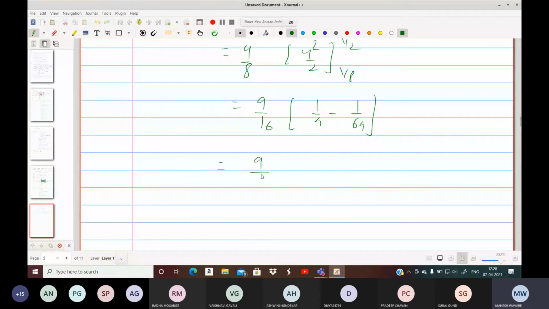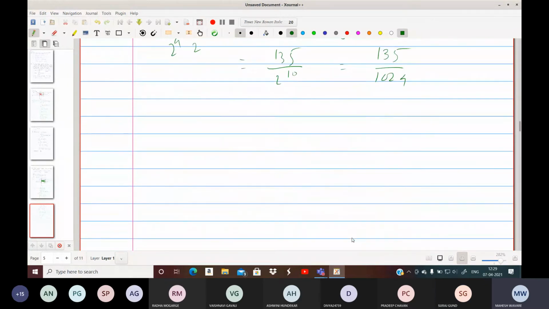So what is the value of this? 9 by 16, it should be multiplied by 16 so that it can be balanced. So upon 64, 16 minus 1 is 15, and these calculations we can do. This is 135, and what about this? This is 2 raised to 4 and 2 raised to 6, so 2 raised to 10. So 135 divided by 1024. You can check answers from the answer key. Whatever the answer, the procedure is correct.